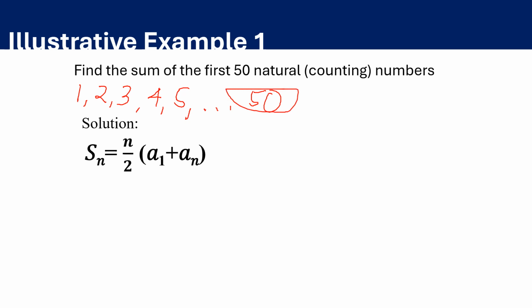Since we know what the last term is, which is 50, this is your last term, right? That's your last term. So we're going to use the first formula, which is S equal to n over 2 times the quantity a sub 1 plus a sub n. Now, we already know what your a sub 1 is, which is equal to 1. Again, a sub 1 is your first term in the given sequence or the counting numbers. 1 is the first term.